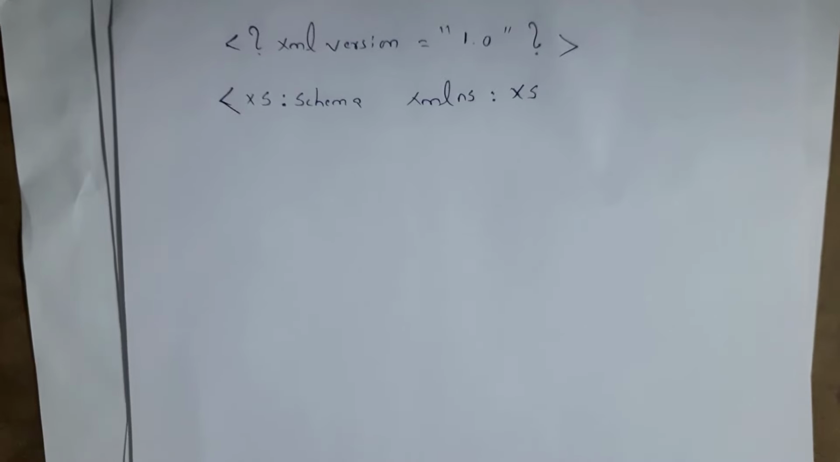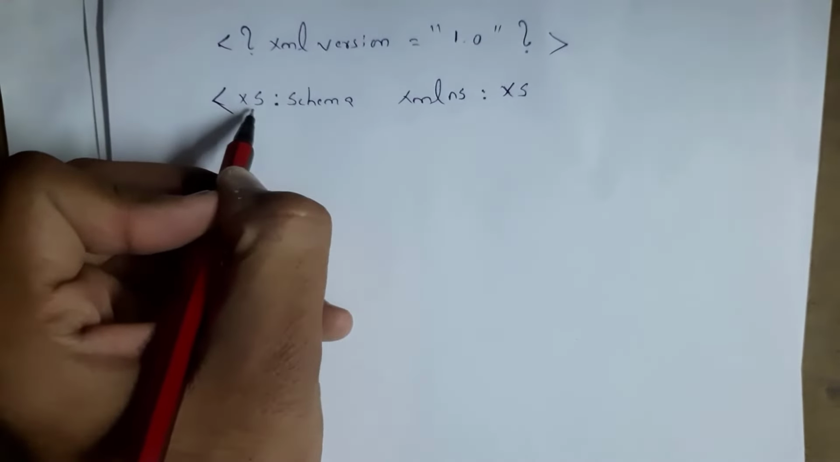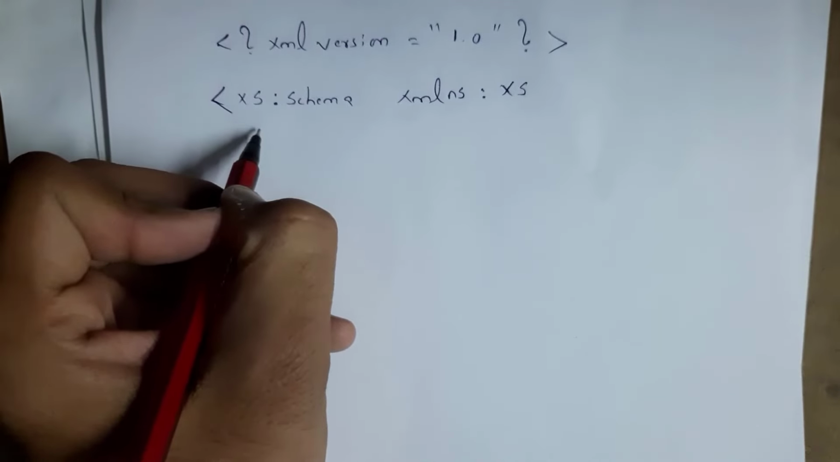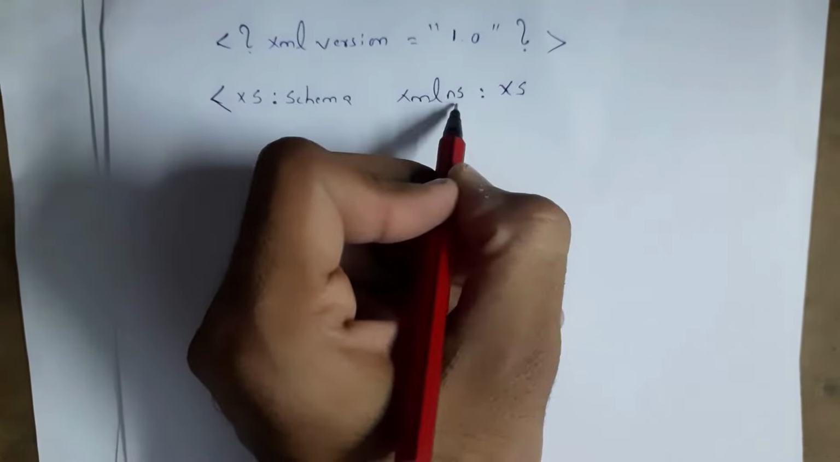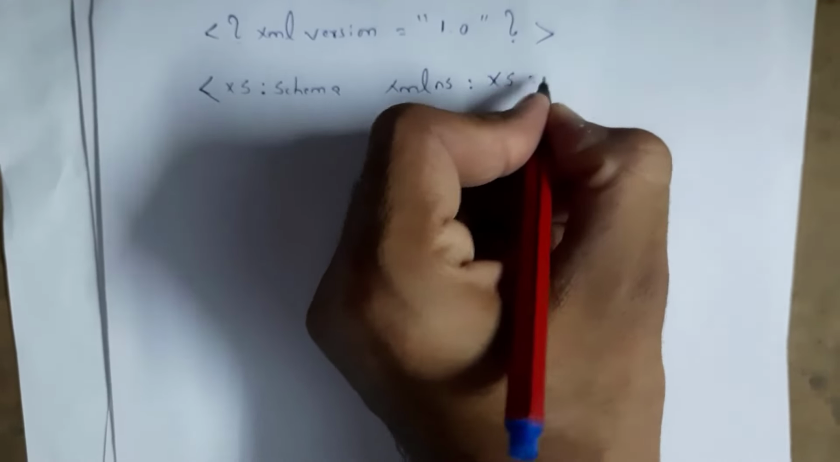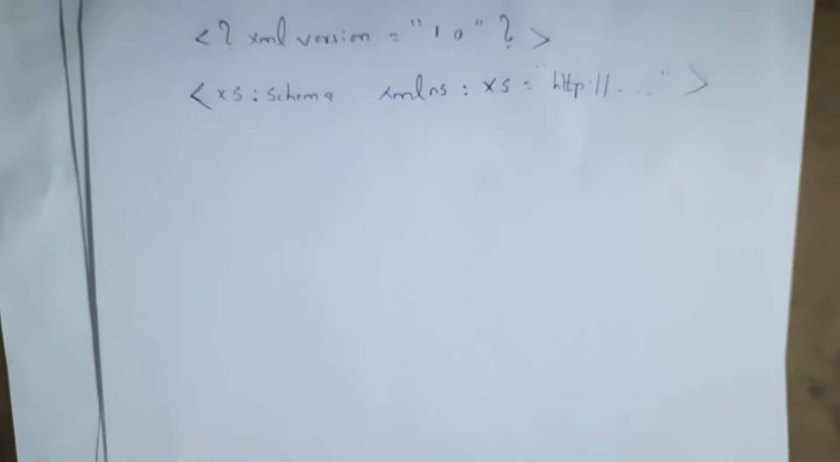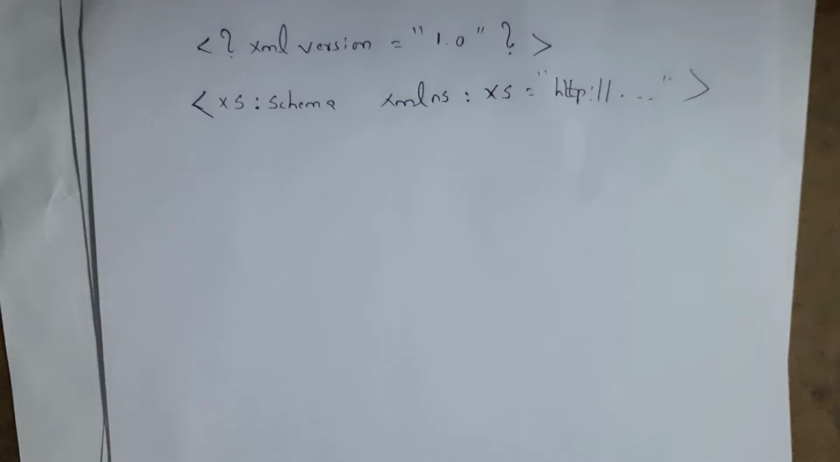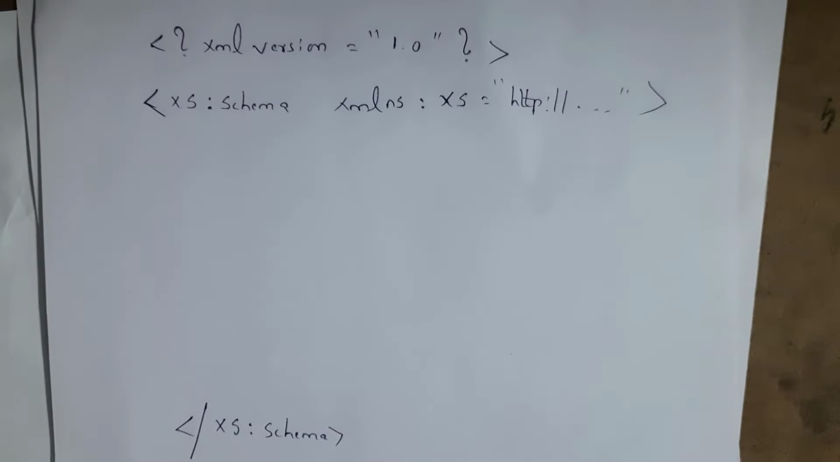As we already discussed XML schema syntax, xs:schema, where xs stands for XML schema, it is the prefix, and xmlns:xs, where NS stands for namespace, equal to double quotations. We need to paste our URL here and close this with an angle bracket. Open the schema and similarly I need to close this schema, /xs:schema.